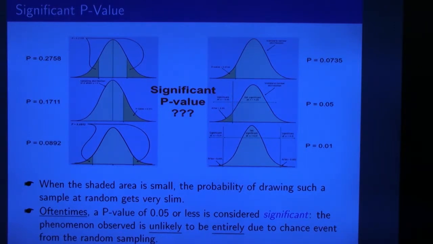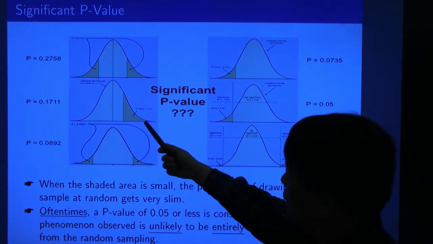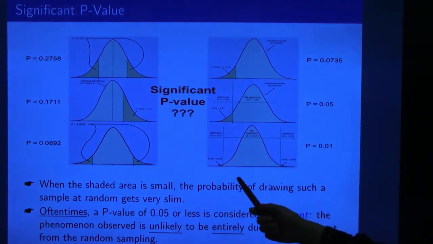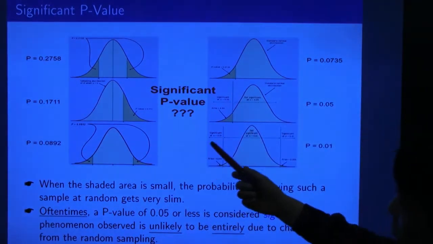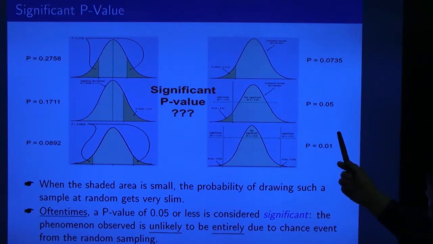Significant p-value. We have several diagrams here. The first one, the p-value equals 27.58%. The second one is one-sided, right-hand sided, equals 17%. And the next one is two-sided, equals 8.9%, and this one equals 7%, this one 5%, this equals 1%.